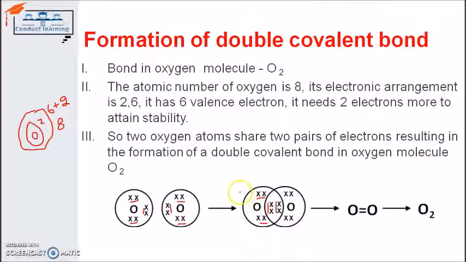Now the first oxygen atom is stable. The other oxygen atom has 2 electrons there, 2 electrons there, that is a total of 4. After that 2 electrons here, that means a total of 6, and after that 2 electrons here, that means 8 in total. So it will also become stable. But the bond formed between them is a double covalent bond.